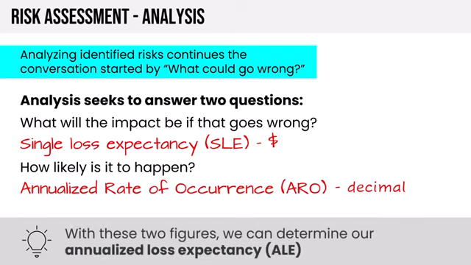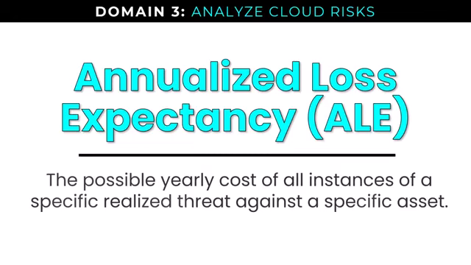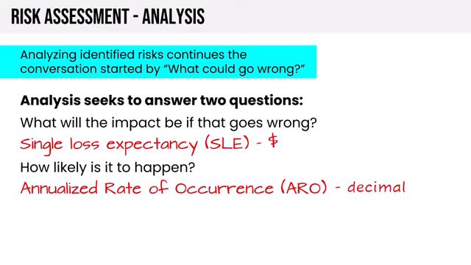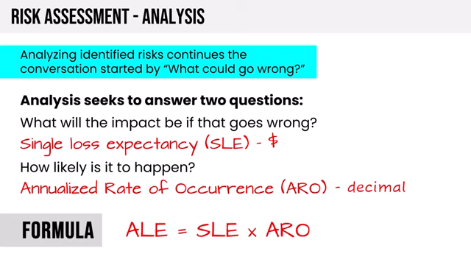And with these two figures, single loss expectancy and the annualized rate of occurrence, we can calculate our annualized loss expectancy. Annualized loss expectancy is the possible yearly cost of all instances of a specific realized threat against a specific asset. So I'd like to look at this with you in the form of a simple example, and we'll at that point calculate our annualized loss expectancy. The formula is single loss expectancy times annualized rate of occurrence equals annualized loss expectancy.